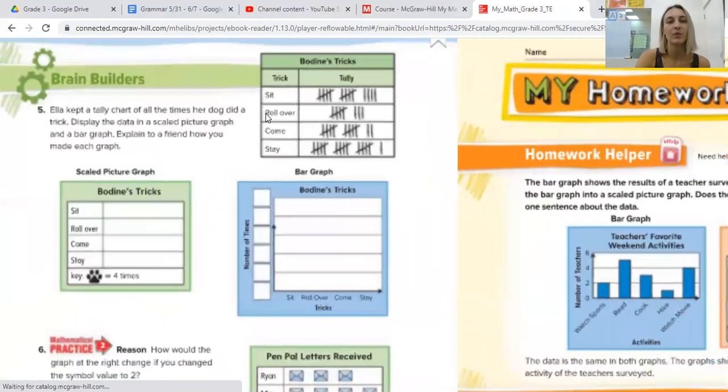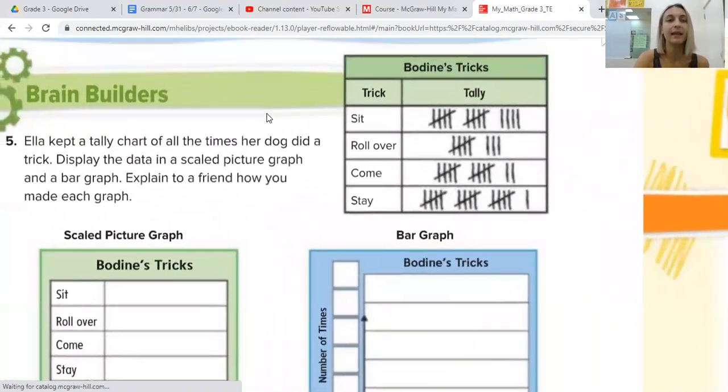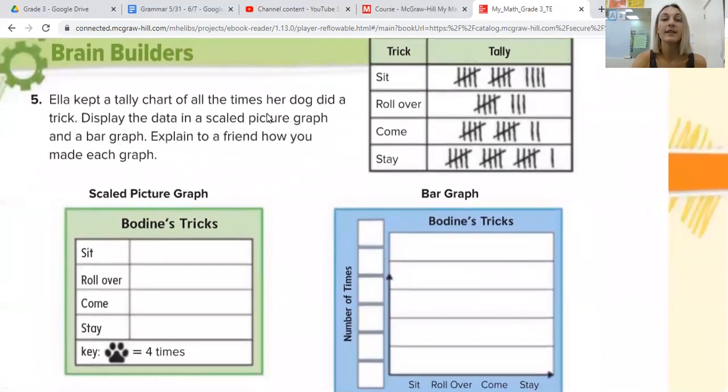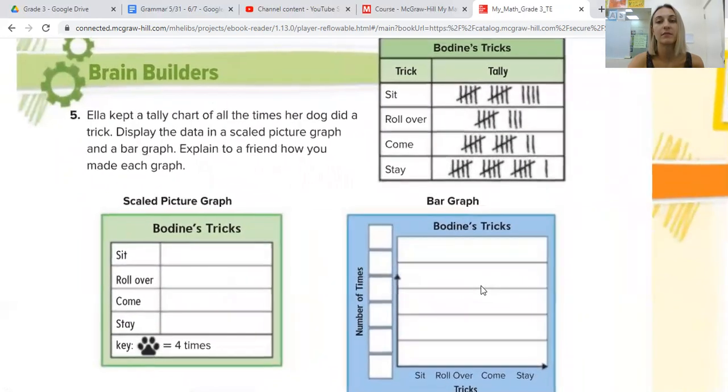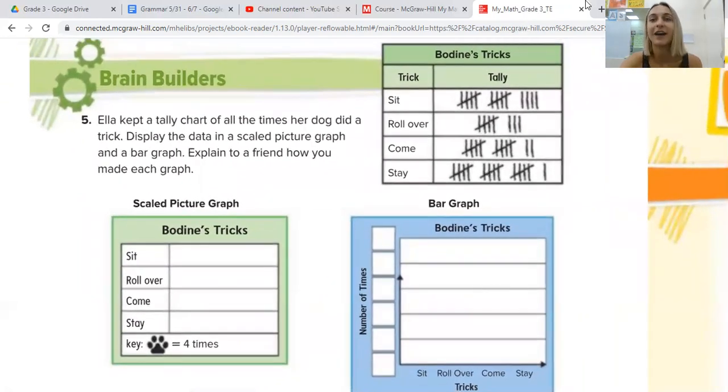All right, last page, couple story problems. Ella kept a tally chart of all the times her dog did a trick. Display the data in a scaled picture graph and a bar graph. Explain to a friend how you made each graph. Graph, not graphed. You don't need to do that. Just make the graphs, okay? So you have your tally chart. And if you're not sure for the last one, this is what yours should look like. Tallies and then seasons here, and then fill in the rest.